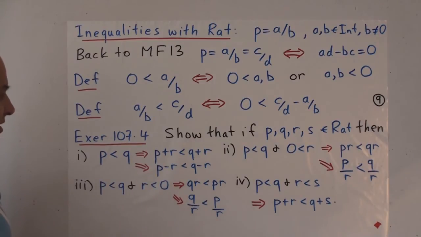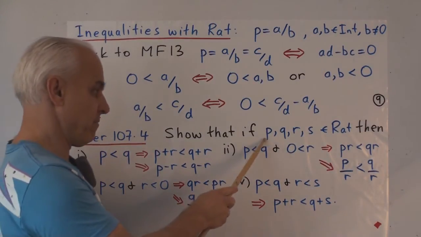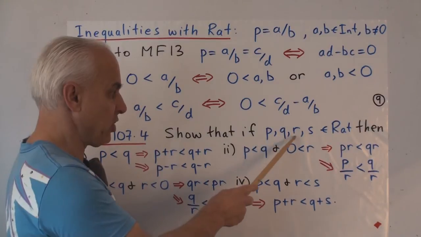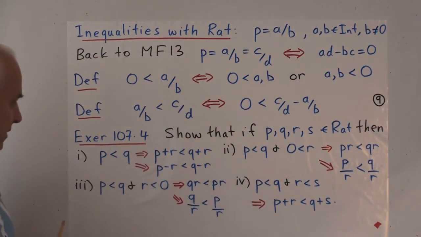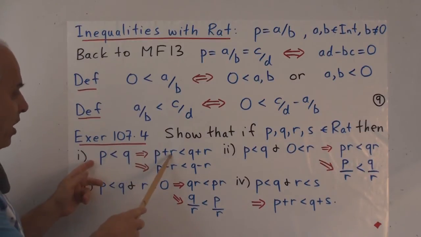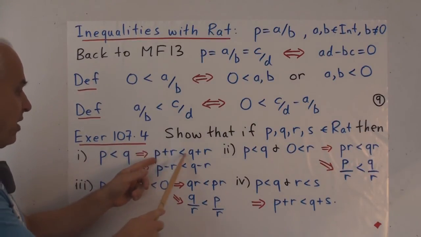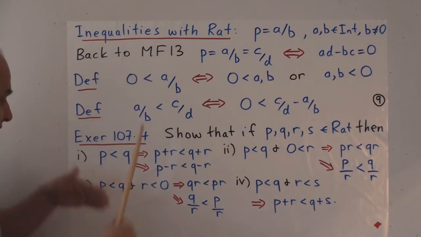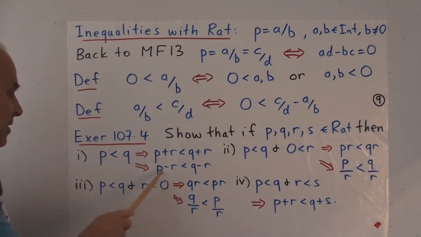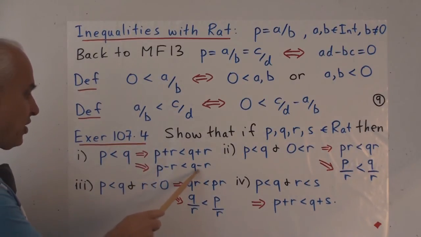Okay, and then there's various things that one can show along the lines of the previous kind of exercises. So I'll leave it to you that if you have, say, 4 rational numbers, p, q, r, and s, then if p is less than q, if we add r to both sides, then p plus r is less than q plus r. If we subtract r from both sides, p minus r is still less than q minus r.